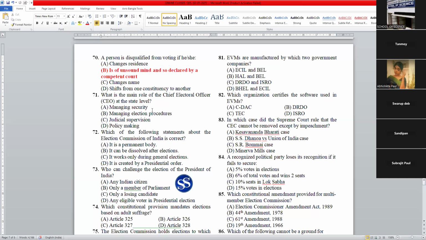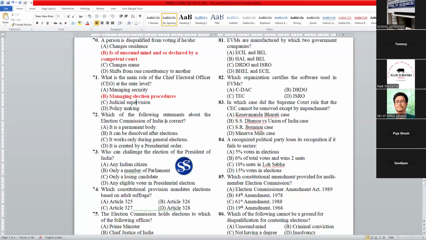Okay? Question number 71. What is the main role of the chief electoral officer at the state level? Managing election procedures. The answer is B, managing election procedures. Okay.